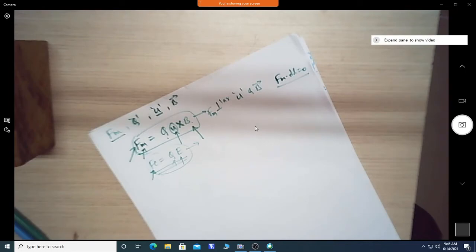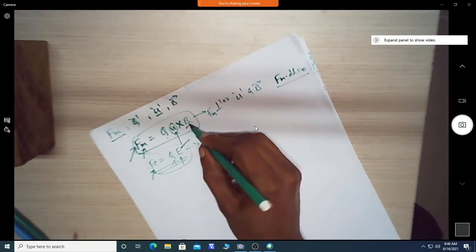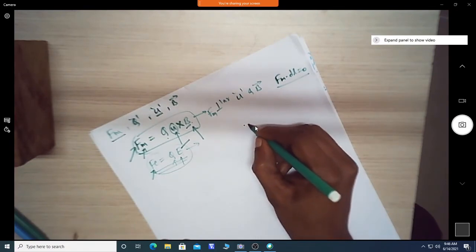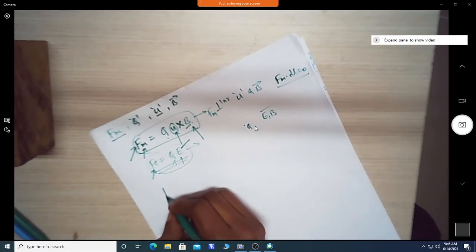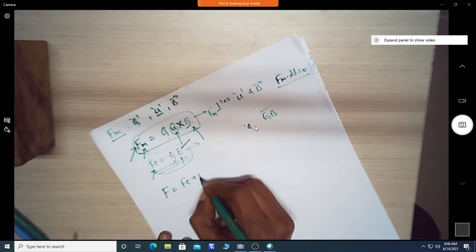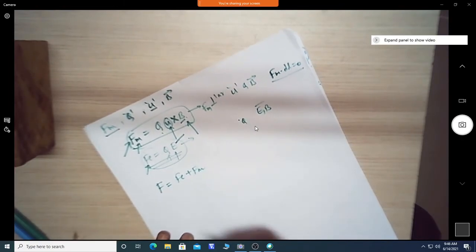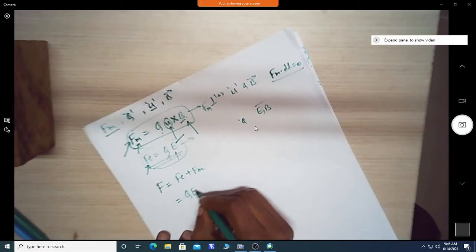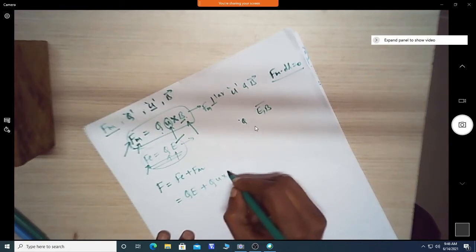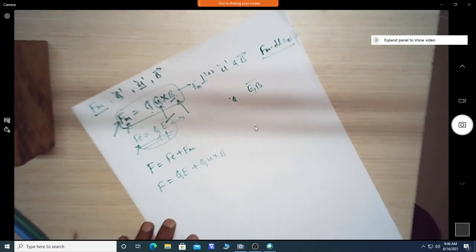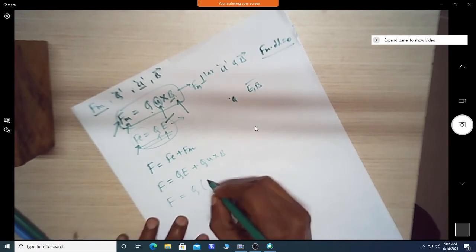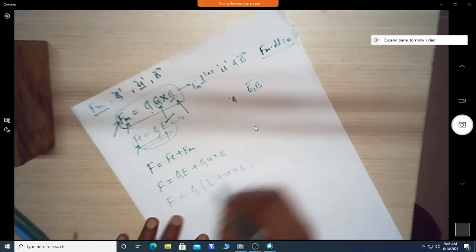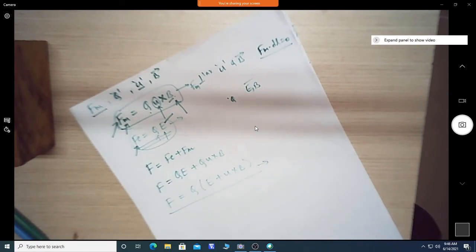Now if we have both an electric field as well as a magnetic field acting on some charge, which experiences both, then we have the total force given by Fe plus Fm. If I substitute Fe = Q E and Fm = Q u cross B, the total force is given by this equation. If I take the Q outside, F is equal to Q into E plus u cross B. This equation is called the Lorentz force equation.